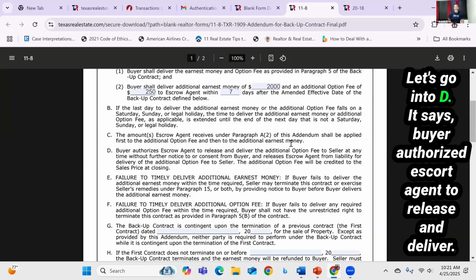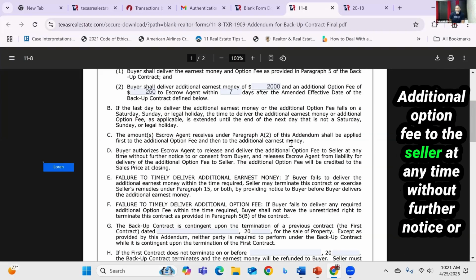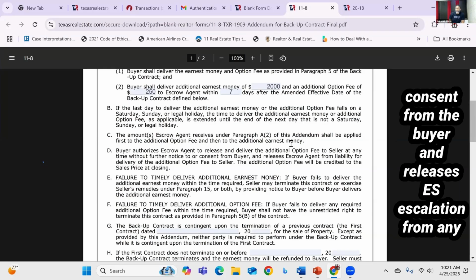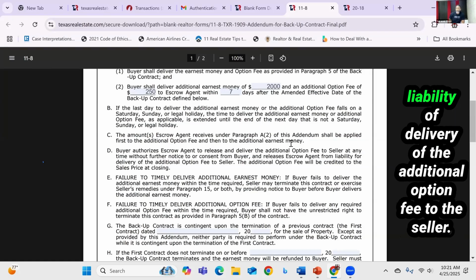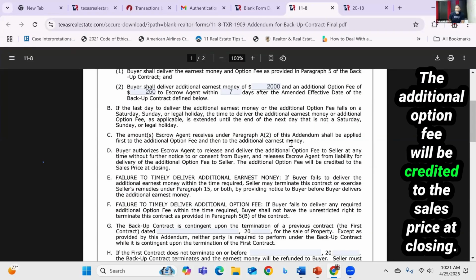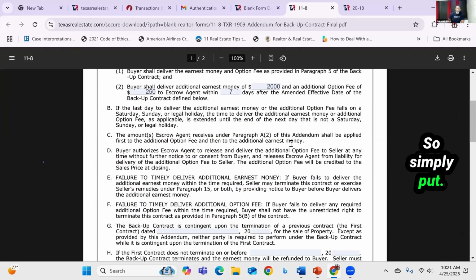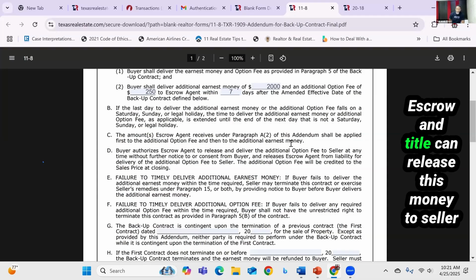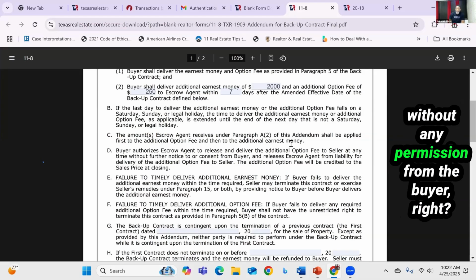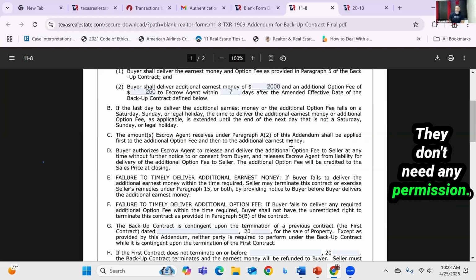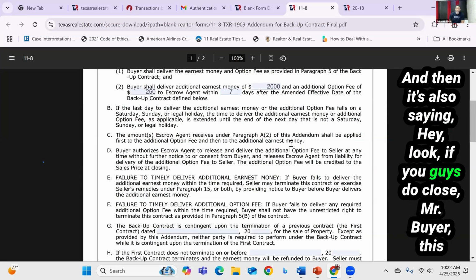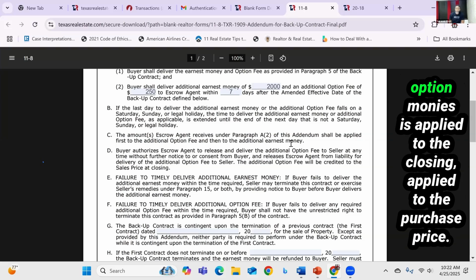Let's go into D. It says buyer authorizes escrow agent to release and deliver additional option fee to the seller at any time without further notice or consent from the buyer, and releases escrow agent from any liability of delivery of the additional option fee to the seller. The additional option fee will be credited to the sales price at closing. So simply put, escrow and title can release this money to the seller without any permission from the buyer, right? They don't need any permission. And it's also saying, hey, look, if you do close, Mr. Buyer, this option money is applied to the purchase price.